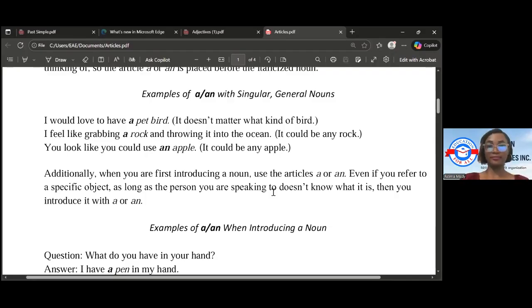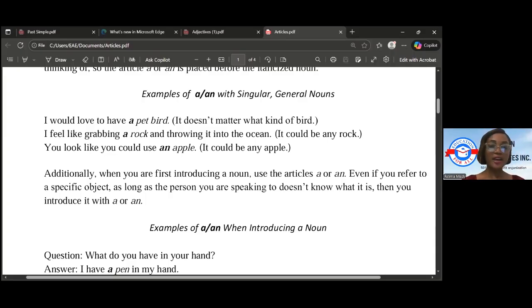Example of a or an with a singular general noun. I would love to have a pet bird. It doesn't matter what kind of bird. I feel like grabbing a rock and throwing it into the ocean. It will be any rock. You look like you could use an apple. It could be any apple.